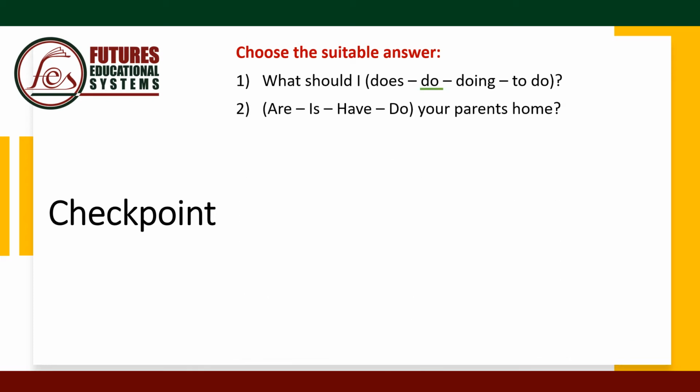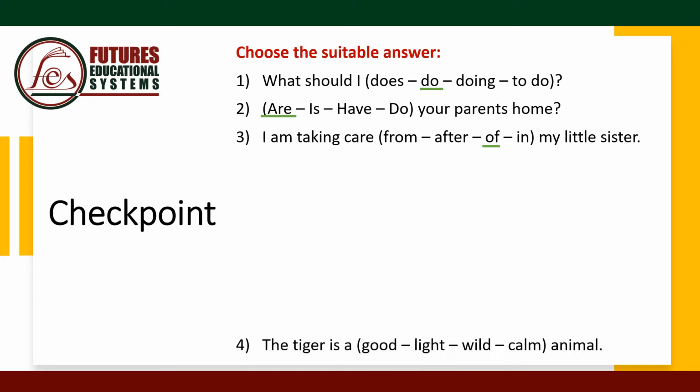Number 2. Are, is, have, do your parents home? This is a very simple question in which we use verb to be in the present simple. Are your parents home? Number 3. I am taking care from, after, of, in, my little sister. What's the preposition that we should use? Taking care of means looking after my little sister.